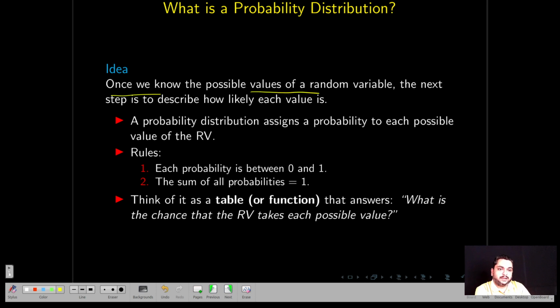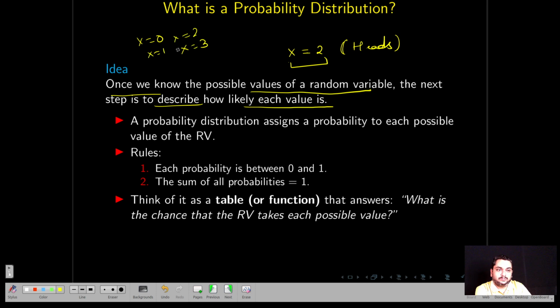Once we know the possible values of a random variable, let us say x equal to 2 heads. Write like this: a coin toss experiment where 3 coins are tossed, getting x equal to 2, that is 2 heads. Now I got this. The next step is to describe how likely each value is. See, in this experiment, x equal to 0 is possible, x equal to 1, x equal to 2, x equal to 3 possible in a 3 coin toss experiment.